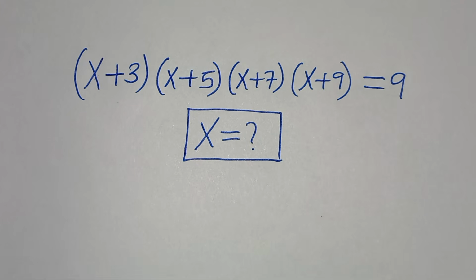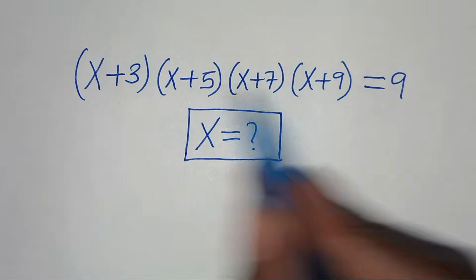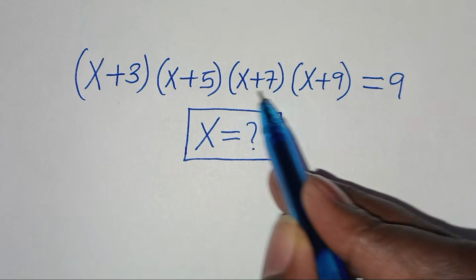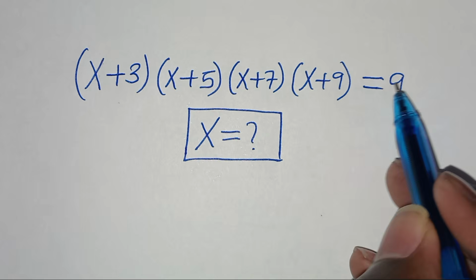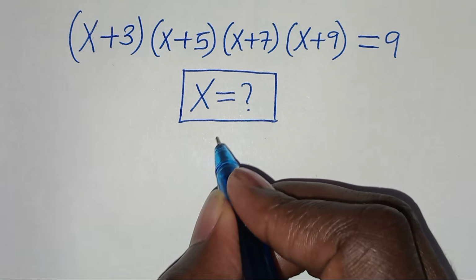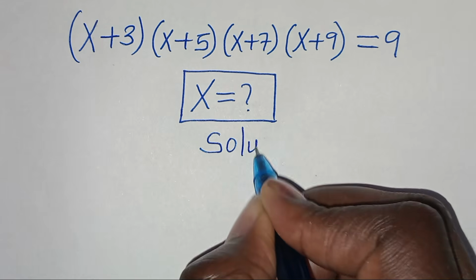Hello everyone, you're welcome to solve this nice algebra problem, which is (x + 3)(x + 5)(x + 7)(x + 9). This is equal to 9. So what is the value of x? Now let's provide a solution from here.